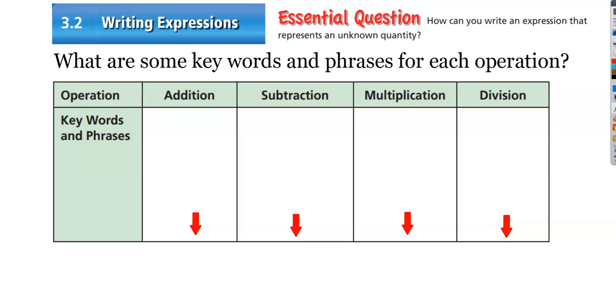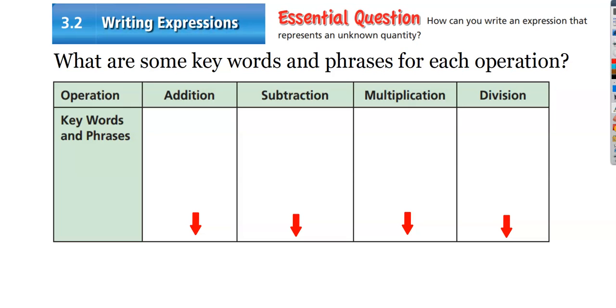Hello, today's lesson is on 3.2 writing expressions. And the essential question is, how can you write an expression that represents an unknown quantity? And before we get started, what I want you to do in your graphing notebook is to write out a table where you have the operation words: addition, subtraction, multiplication, and division.